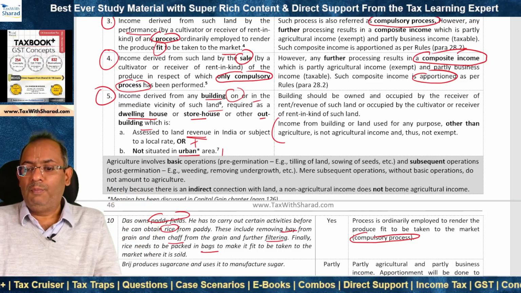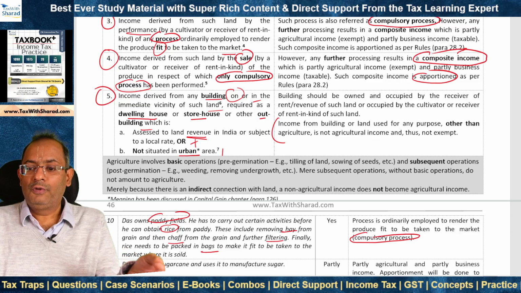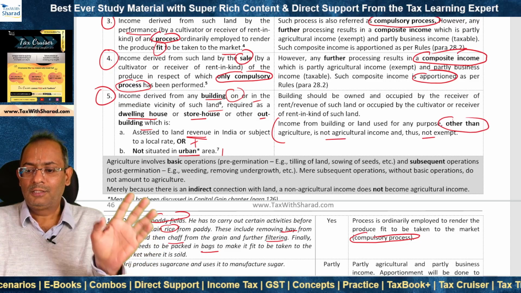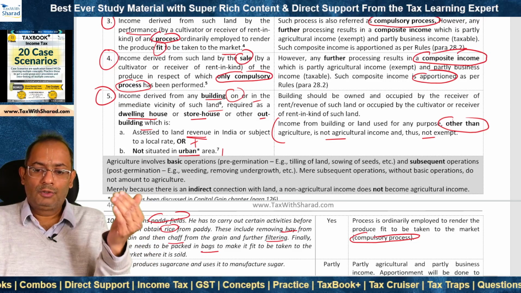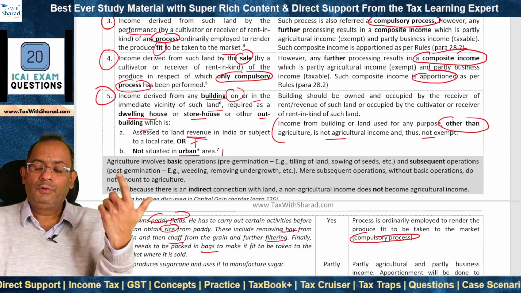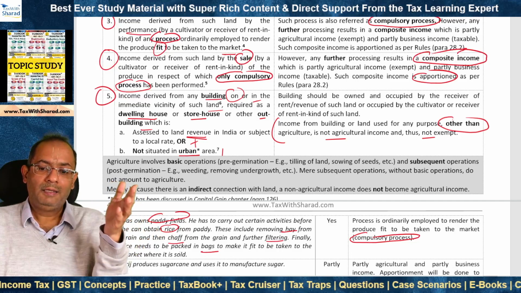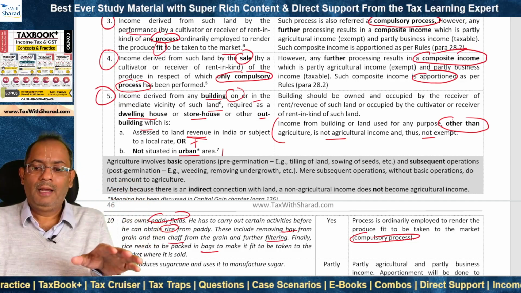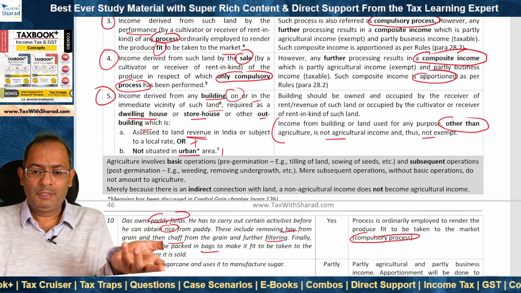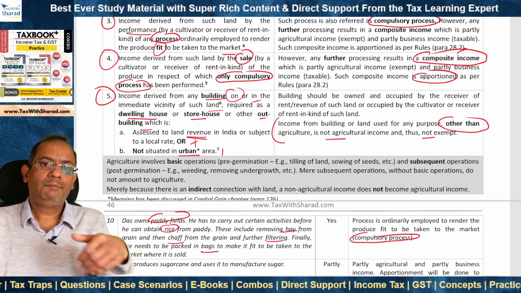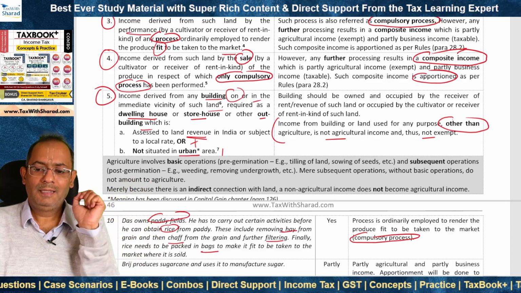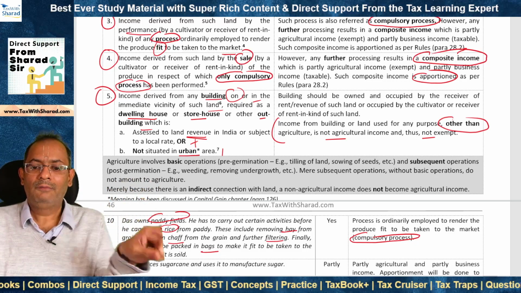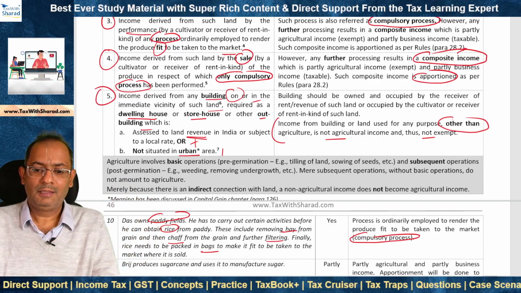But income from such building or land which is used for any purpose other than agriculture is not agricultural income and is thus not exempt, right? So the land as well as the building should be used for agricultural purposes. If there is a storehouse which is on the land or in the immediate vicinity of the land, but it is not used for agricultural purpose, it has got no connection whatsoever. For example, it is rented out to someone for his residence, then merely because it is in the immediate vicinity of agricultural land, income from such building will not be exempt, it will be taxable.